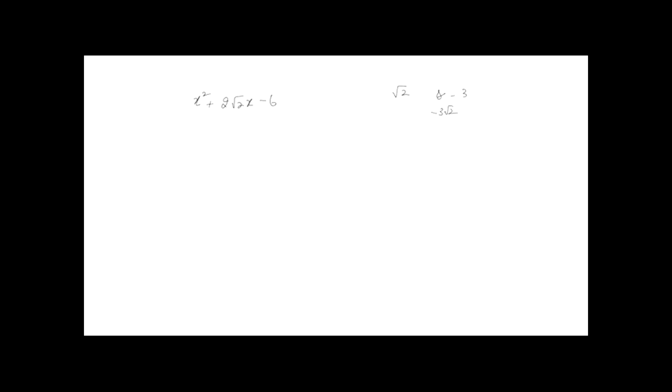Okay. So we have to find p of root 2. That is root 2 whole squared plus 2 root 2 into root 2 minus 6. Root 2 whole squared is 2. And 2 into root 2 into root 2 is 4, minus 6. So it is 0. So yes. Correct? Yes, ma'am.